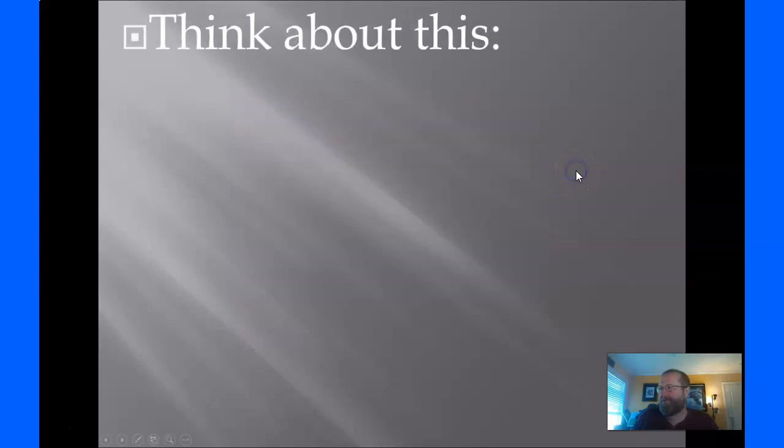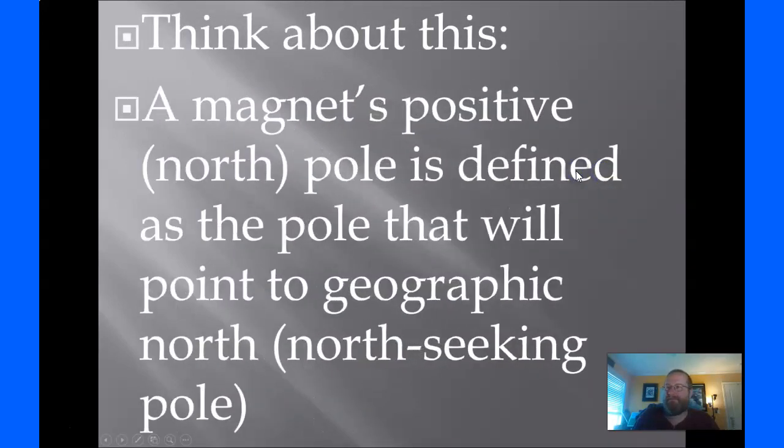Okay. Think about this. A magnet's positive north pole is defined as the pole that will point to geographic north, the north-seeking or north-pointing pole. So the north pole of a magnet is called the north pole of a magnet because it points north if you let the magnet swing freely.